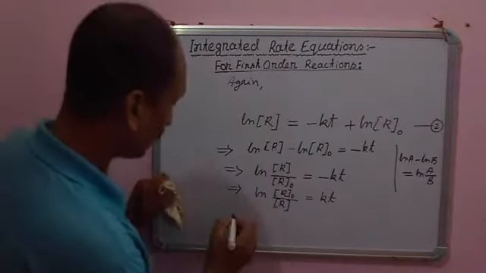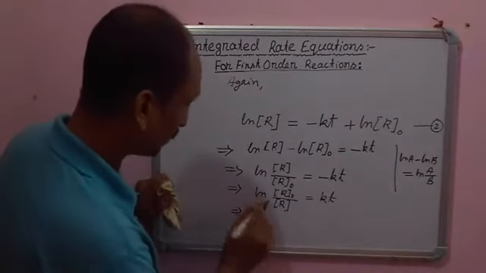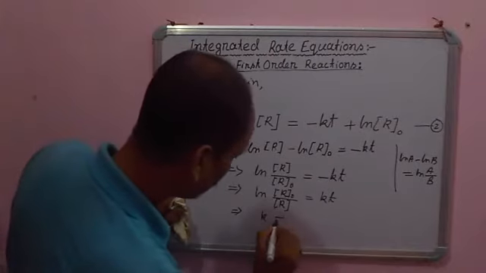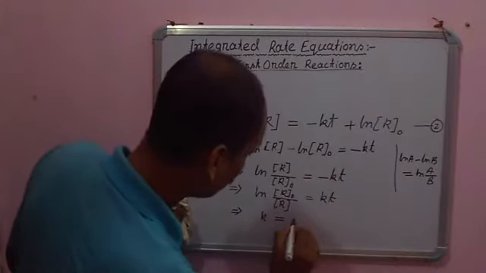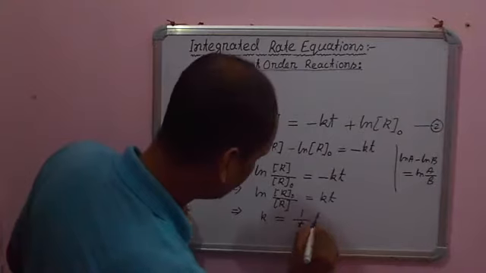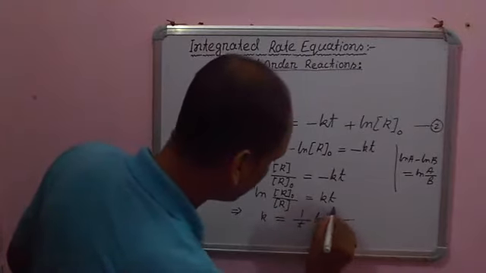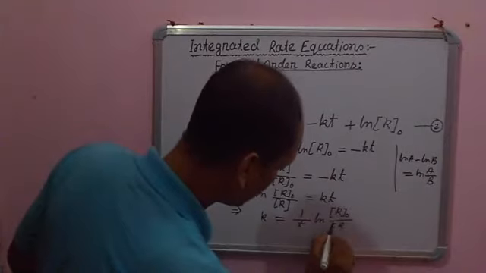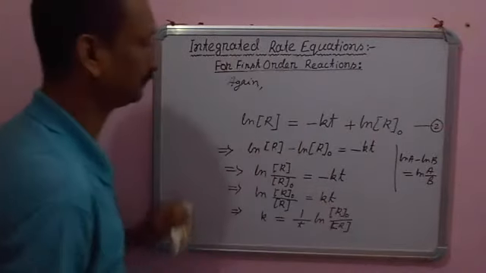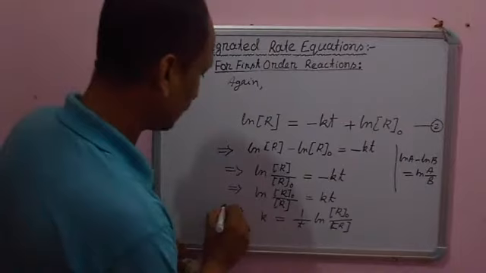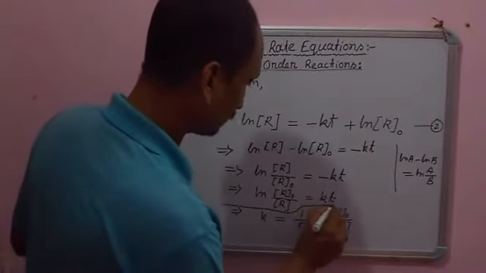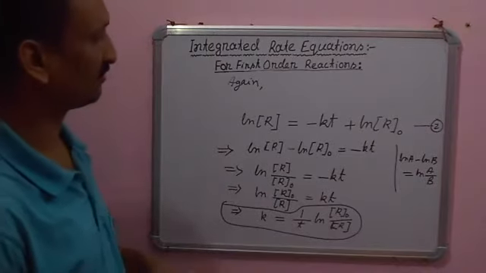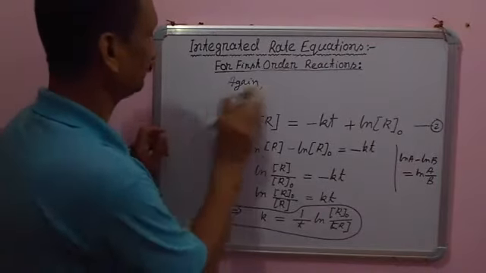Or this will be equal to, k will be equal to 1 by t ln of R naught by concentration of R. So this is the integrated rate equation for the first order reaction.